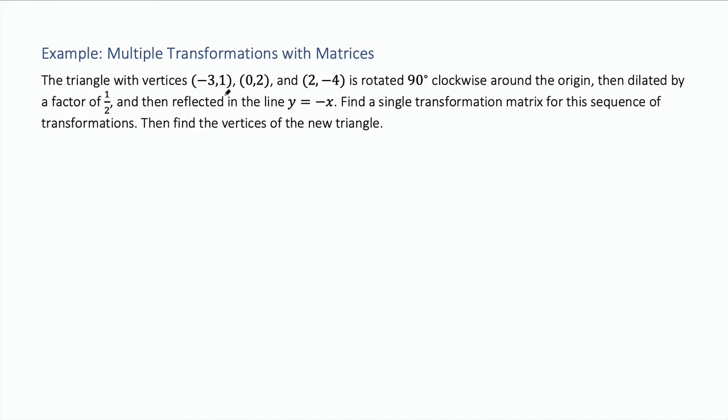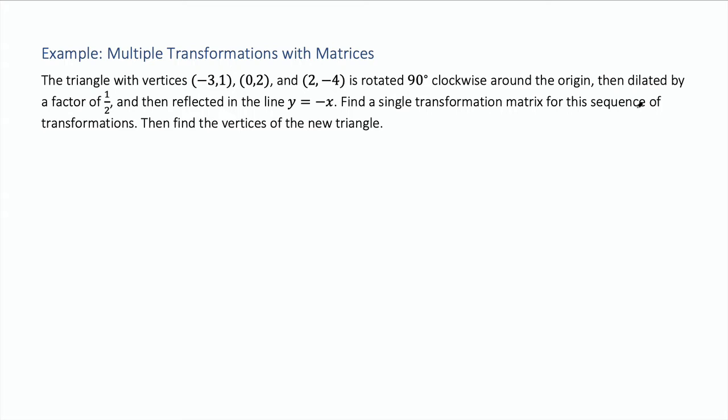A triangle with these vertices is rotated 90 degrees clockwise around the origin, then dilated by a factor of 1/2, and then reflected in the line y equals negative x. Find a single transformation matrix for this sequence of transformations, and then find the vertices of the new triangle.